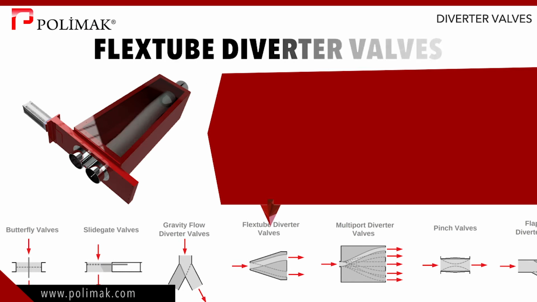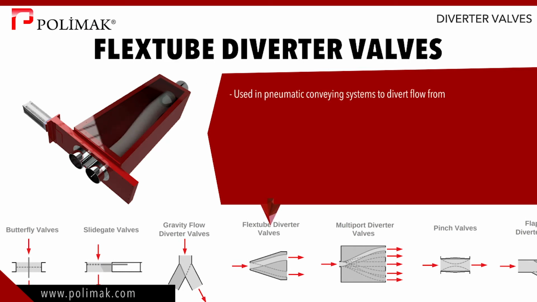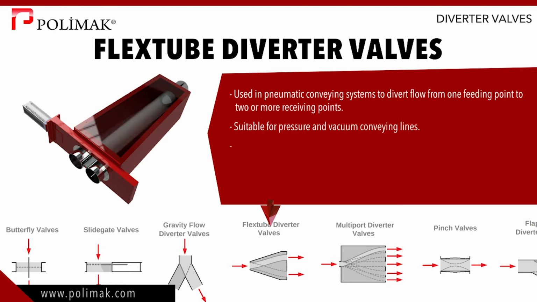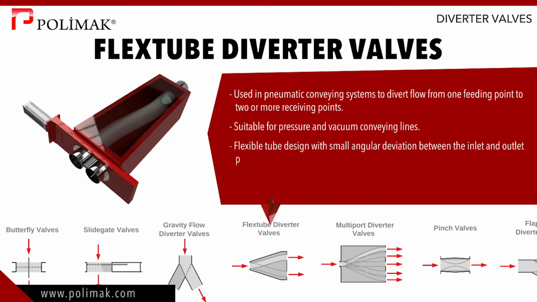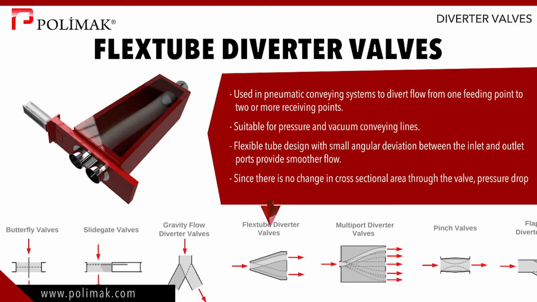Flexible tube diverter valves are used in pneumatic conveying systems to divert bulk material flow from one feeding point to two or more receiving points. They are suitable for pressure and vacuum conveying lines. Flexible tube designed with small angular deviation between the inlet and outlet ports provides smoother flow. Since there is no change in cross-sectional area through the valve, pressure drop is kept minimum.